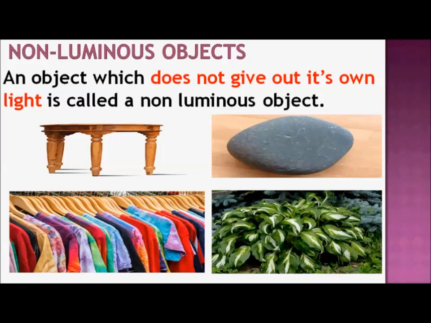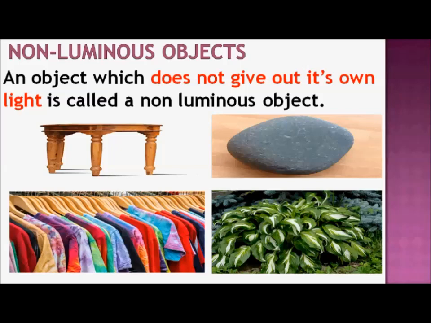But how can we see these non-luminous objects? The non-luminous objects can be seen only when light coming from a luminous object falls on them. This light is reflected by a non-luminous object in all directions. When this reflected light enters our eyes, we can see the non-luminous objects.